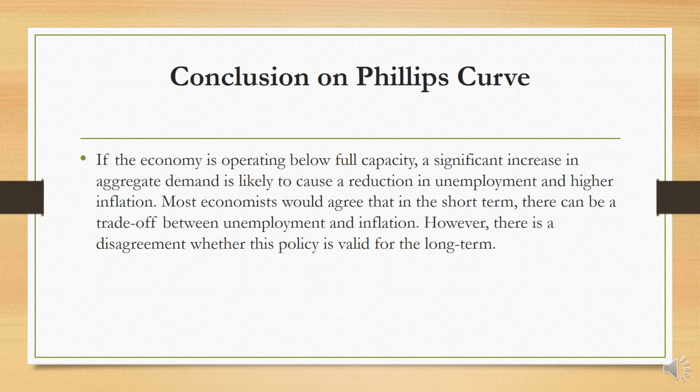Conclusion: if the economy is operating below full capacity, a significant increase in aggregate demand is likely to cause a reduction in unemployment and higher inflation. Most economists would agree that in the short term, there can be a trade-off between unemployment and inflation. However, there is disagreement about whether this policy is valid for the long term.